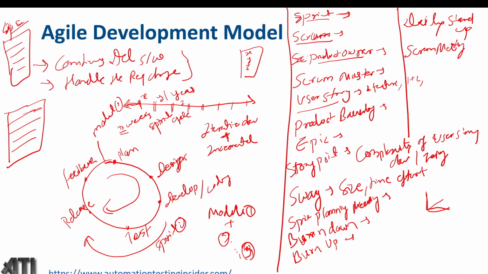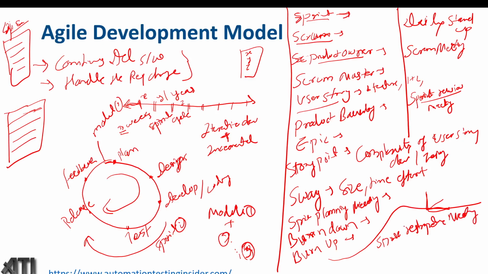And what else we have: the sprint review meeting, guys. This sprint review meeting is conducted at the end, once the sprint is completed, where we discuss how the sprint went. This is actually an optional meeting. But there is one important meeting, that is the sprint retrospective meeting.